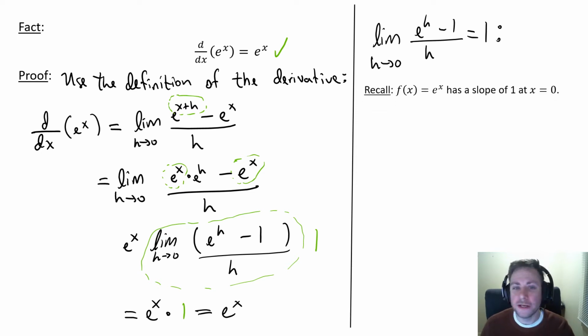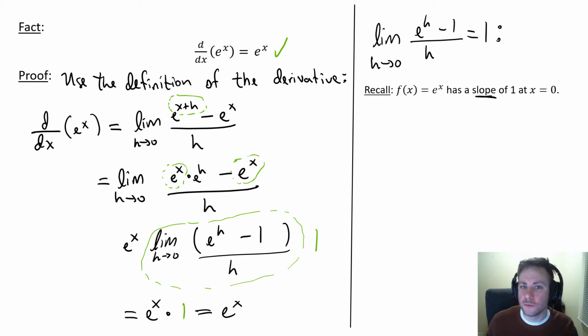e was defined with the property that e to the x has a slope of 1 at the y-intercept, or in other words, at x equals 0. And it turns out that the fact that this slope is 1 is exactly the reason why our limit is equal to 1. Let me clarify why that is.